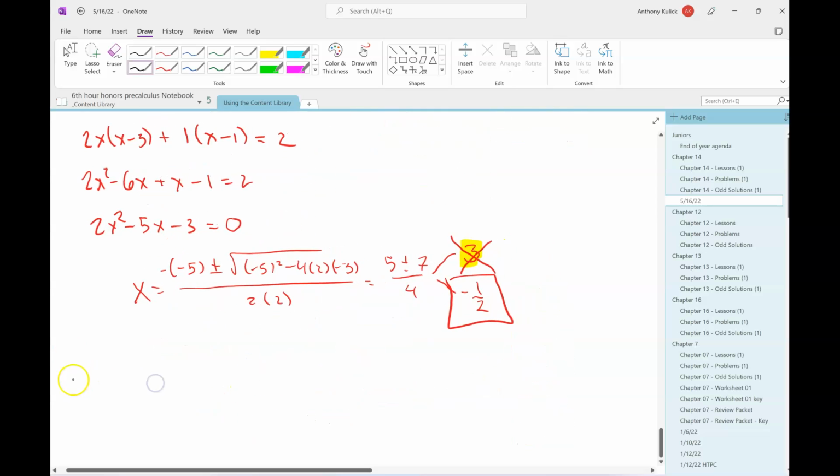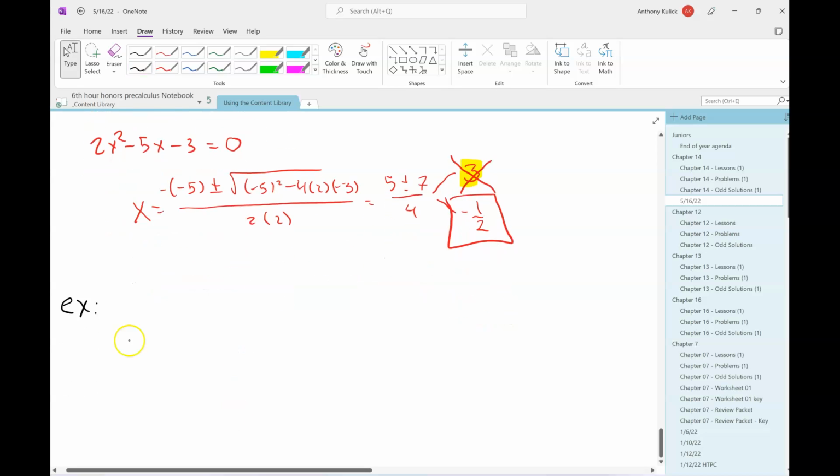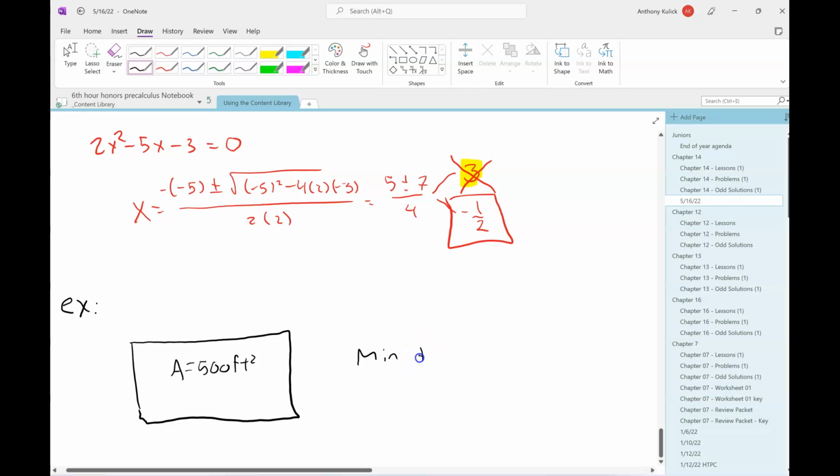All right, one more example, and we're going to move on. All right, put on your imagination caps. Pretend you're a farmer. And you're going to make a rectangular fence around your field. You're going to fence in a field that has to have an area of 500 square feet. And you want to minimize the amount of fencing that you need to use to fence in that area. What are you going to do?